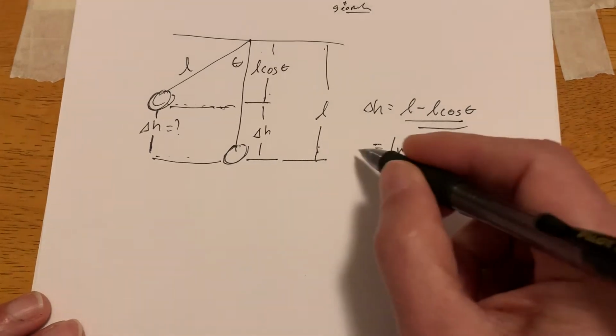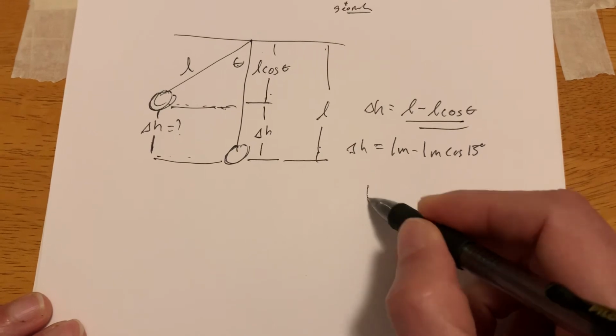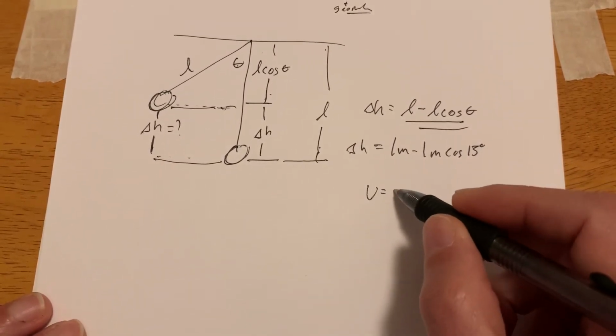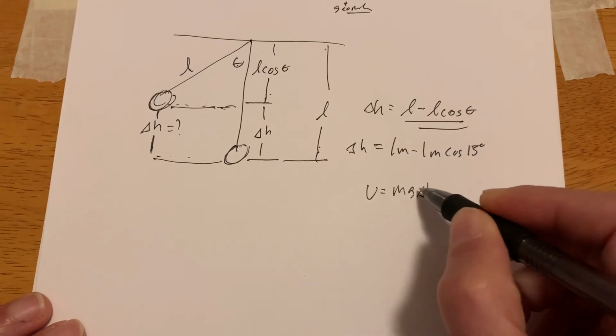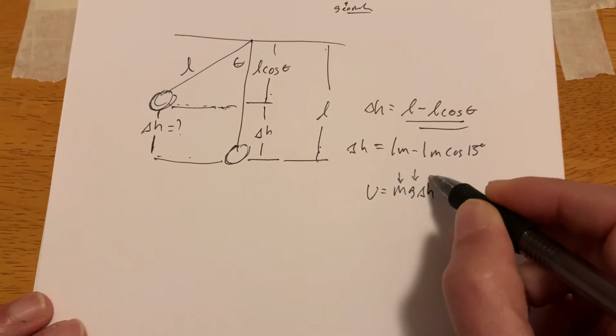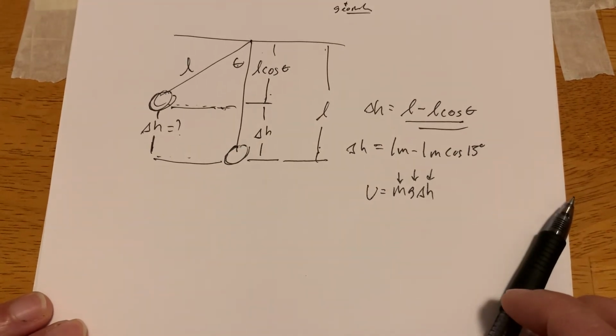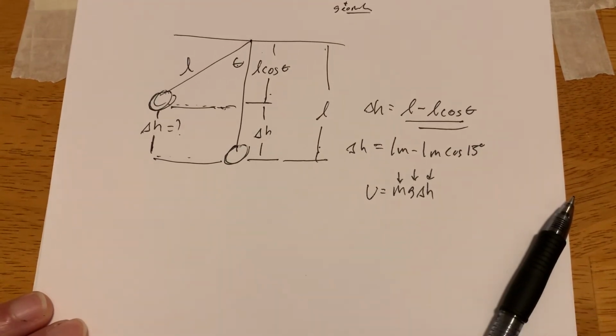So now, when I do U, I think this one really wanted the kinetic energy, but U is equal to mg delta H. I know the mass, I know g, and now I know the height. Okay, so that's how I find potential energy, kinetic energy, etc. Okay, all right, hope that helps.